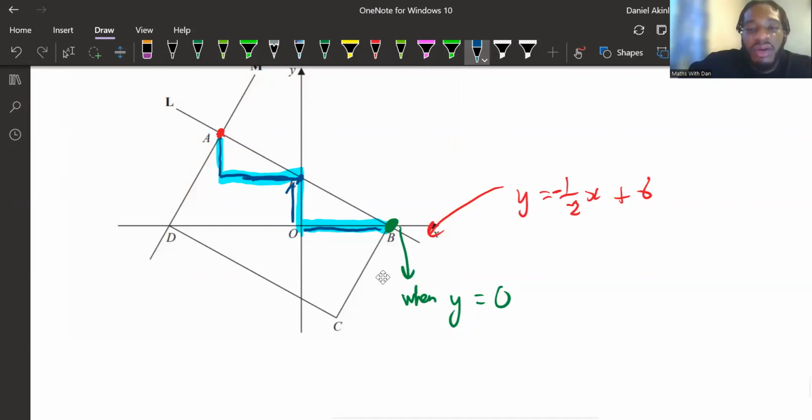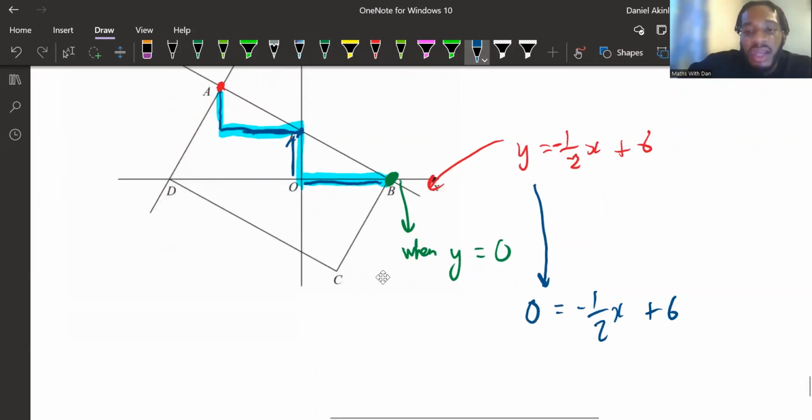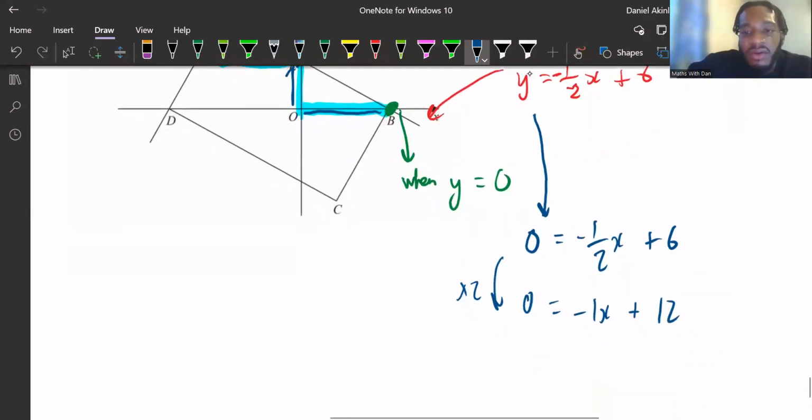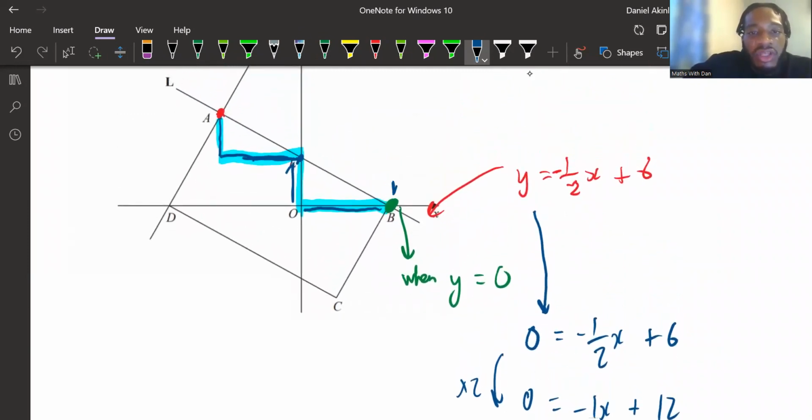So to find out what that point is, I'm just going to put a 0 here, yeah? So 0 is equal to minus a half x plus 6. And then if I times both sides by 2, I'm going to get 0 is equal to minus 1x plus 12. Yep, so this will be a 12. And then now minus 1x, this gives me that x is equal to 12. So therefore, this point here is a 12, meaning that this distance here is a 12, yeah?